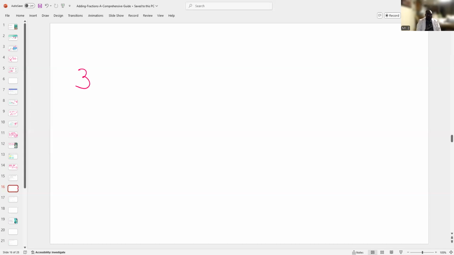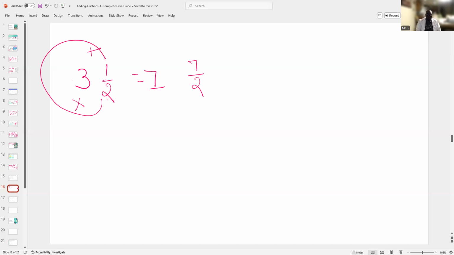3 1/2. How can you convert this to an improper fraction? Use the method: multiply and add. 3 times 2 is 6, plus 1 is 7. So you're going to have 7 over 2. You keep the denominator the same. This is how you can convert a mixed number.